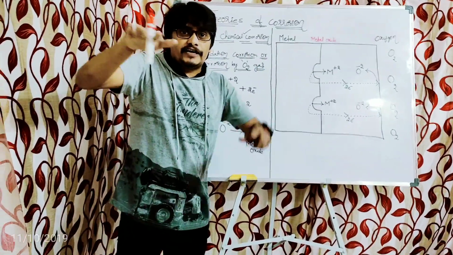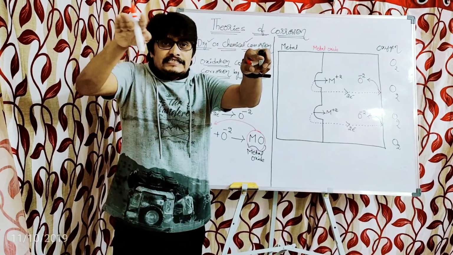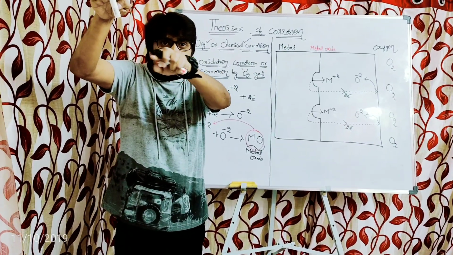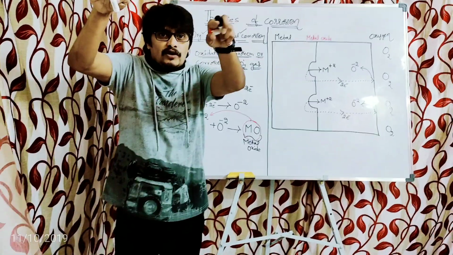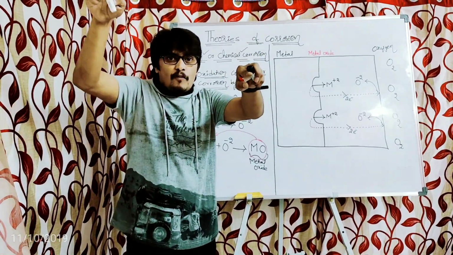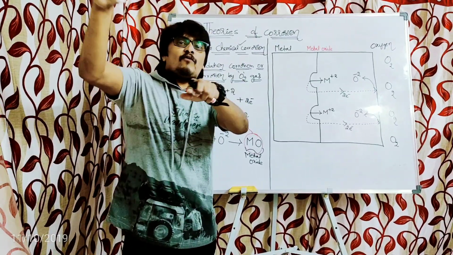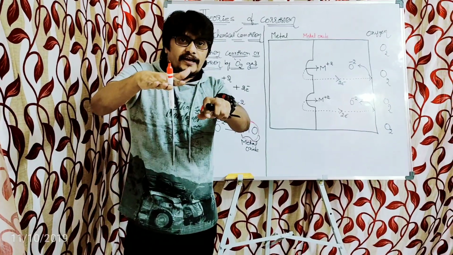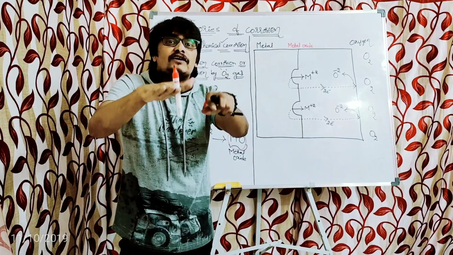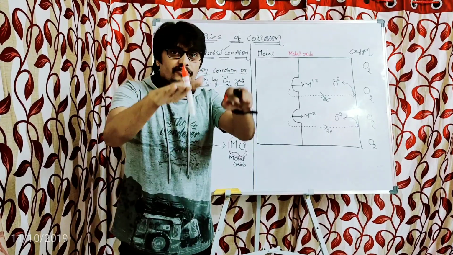Let us say that this is the metal surface. Some part of the metal oxide is evaporated, and some part will remain. Now, when some part of the metal oxide is evaporated and some part is remaining, what does it mean? It is creating heterogeneity on the surface of the metal.